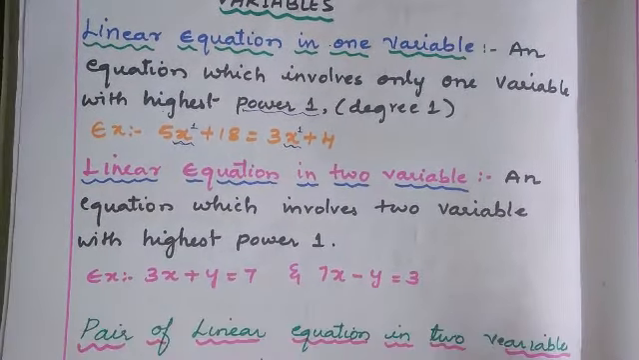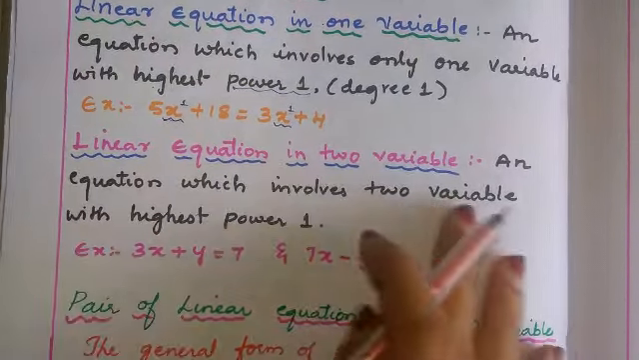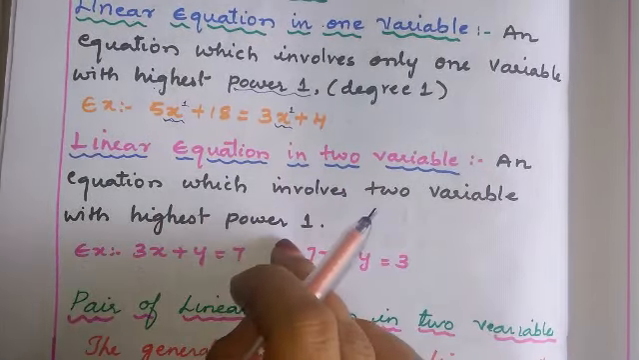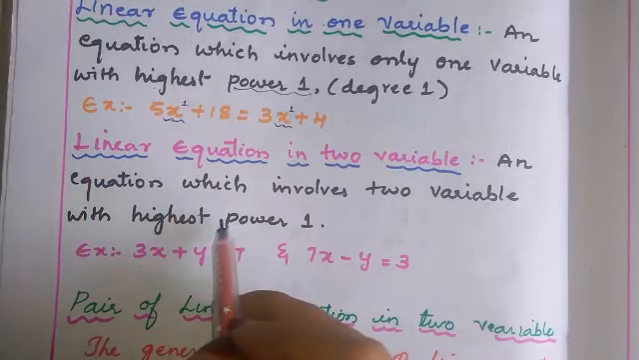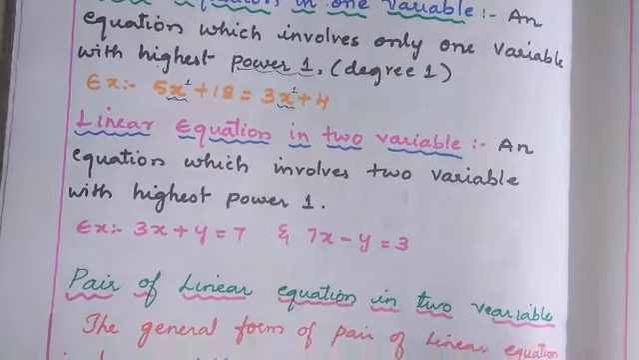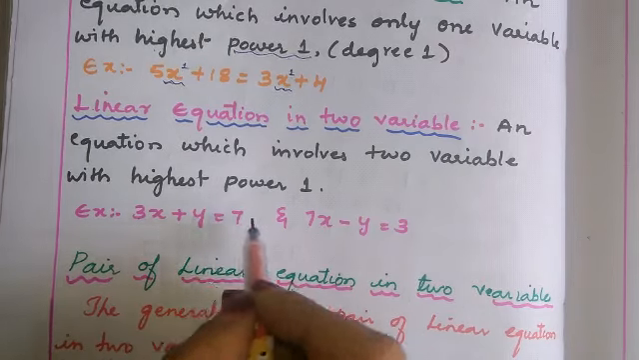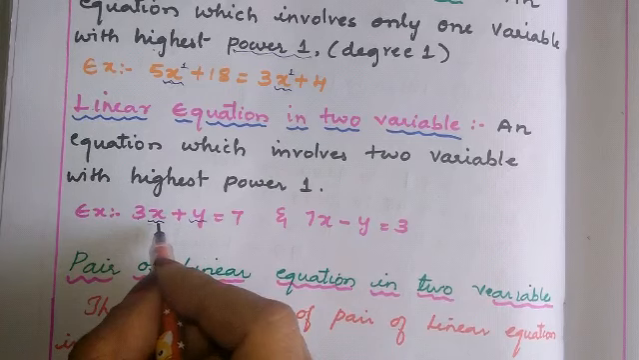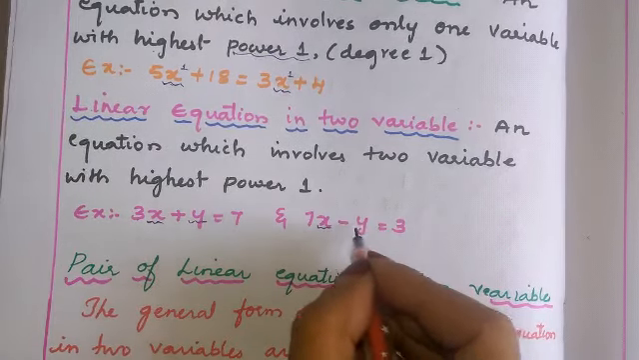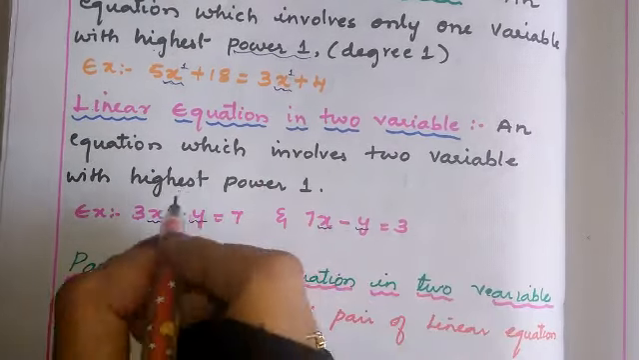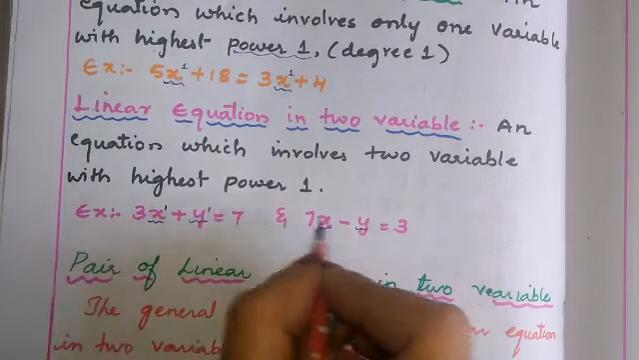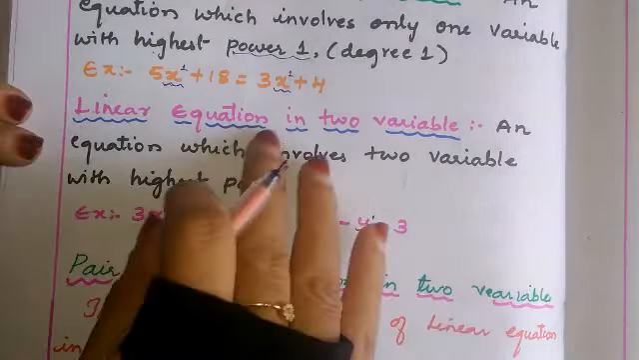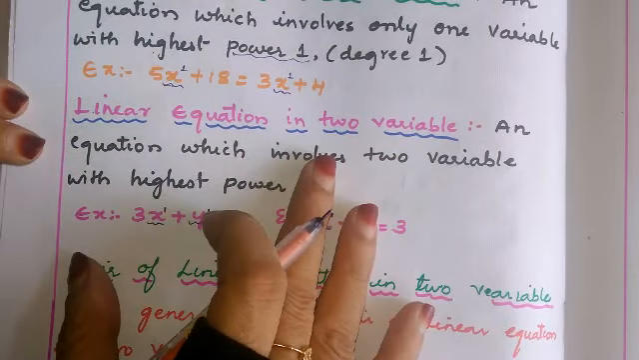So, let us see now linear equation in two variables. An equation which involves two variables with highest power, degree 1. Linear means power 1. So, here for example, 3x plus y is equal to 7. You can see here x as well as y, two variables, and it is linear because the power is 1. Okay, so this is about linear equation, just previous knowledge.